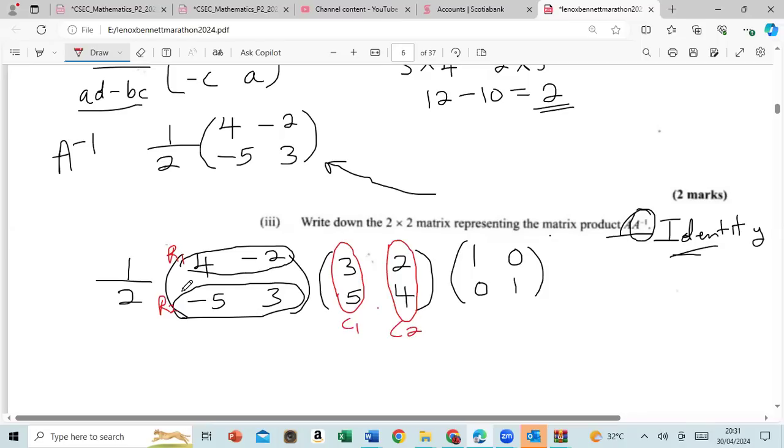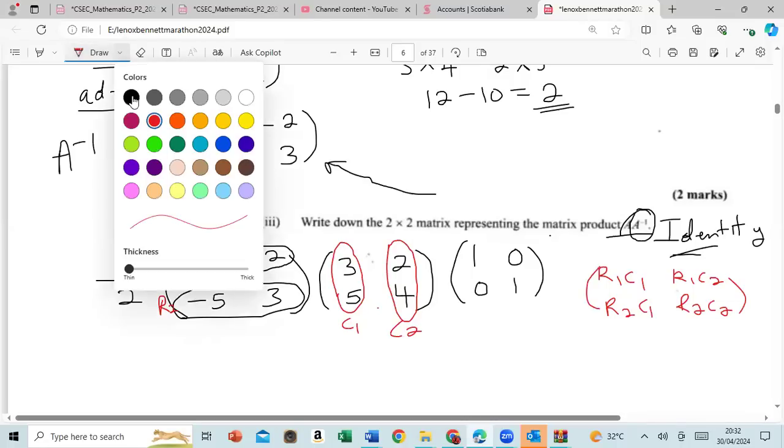Right? So the first one, this is basically the formula. I multiply row 1 by column 1, row 1 by column 2, and then you have row 2, which is negative 5, 3, times column 1, and then row 2 times column 2. That's all we do. We just have to practice every day, guys.